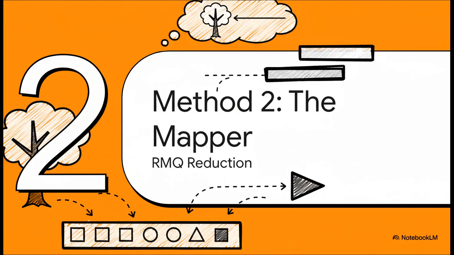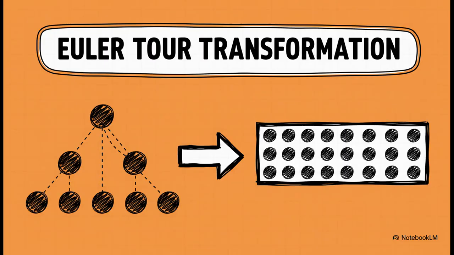Now, for a second method, which is, well, it's a completely different way of thinking. It's called RMQ reduction. My nickname for this one is the mapper, because instead of jumping around in the tree, we're actually going to flatten the whole thing out into a simple list. And here is where the magic happens. We're going to do something called an Euler tour.